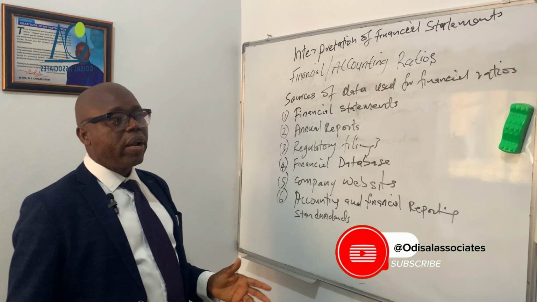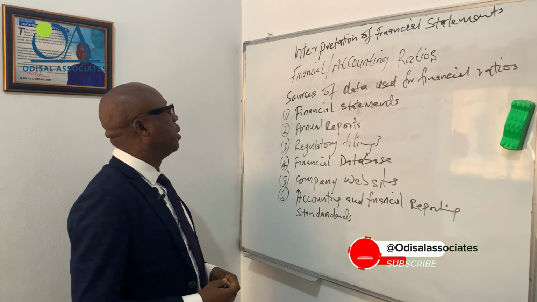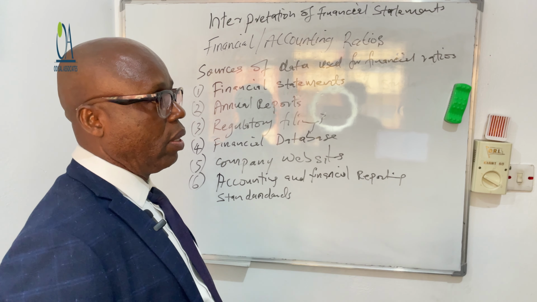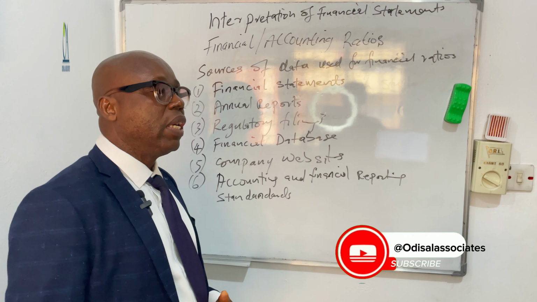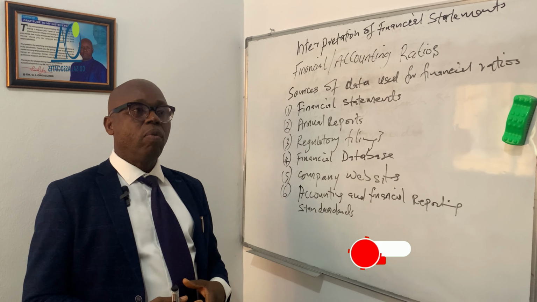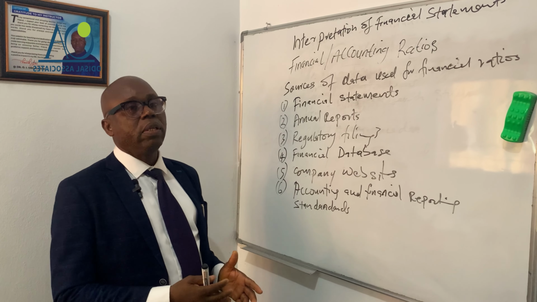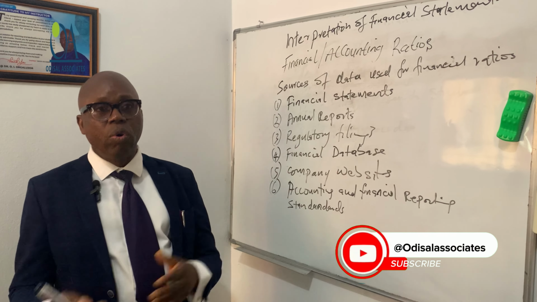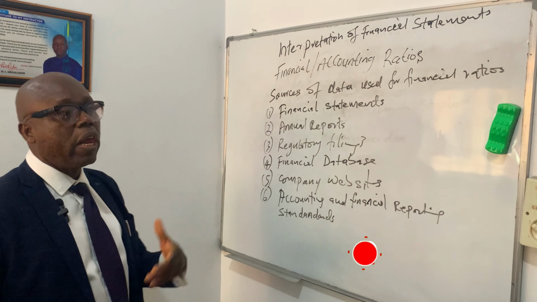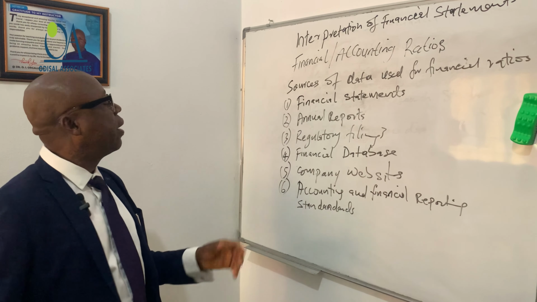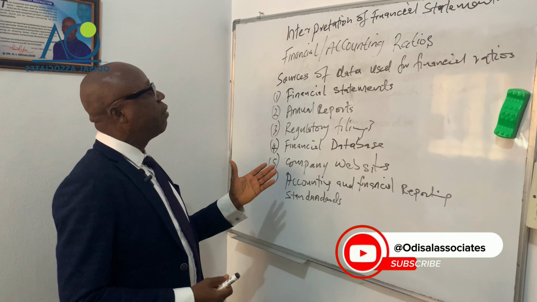Then we have the annual reports of the company. The annual report of the company also assists us to gather some information, especially some information that may not be in the financial statement but is disclosed in the accounts. It will also help us to know how the company is faring. Then we have regulatory filing.